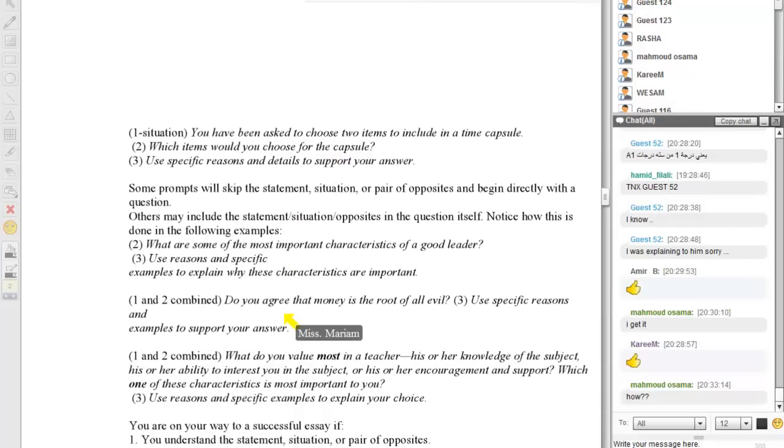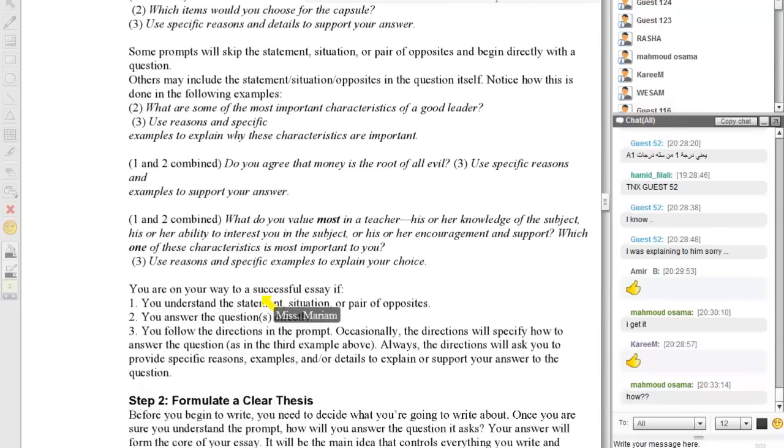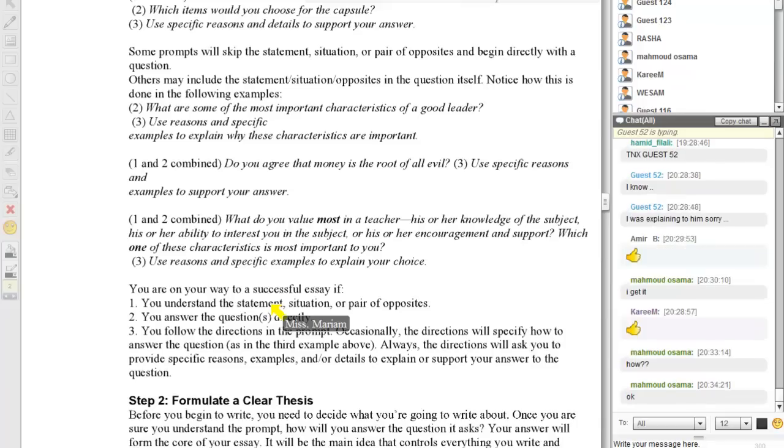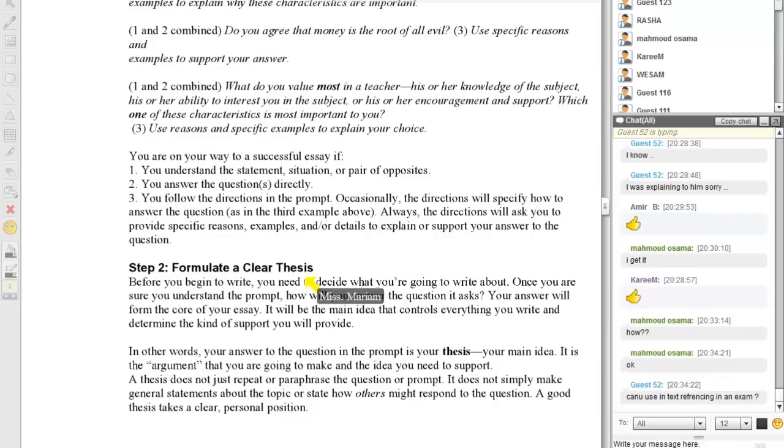So every prompt, we can cut it into pieces in order to understand it, in order not to miss a detail. Now we understand what the question is, what I'm going to write about. We are mastering this now.